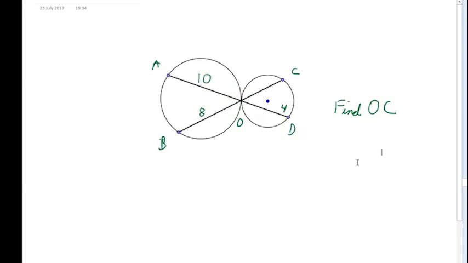This one is a slightly more difficult adaptation of the same idea. So there are two circles, they are adjacent to each other and they have a chord running through. And what we are given is that the length of this chord on this side is 10 and it's 4 on the other side. The length of this chord on this side is 8 and we need to find what this particular length, x, is. Any ideas how we can go about it?